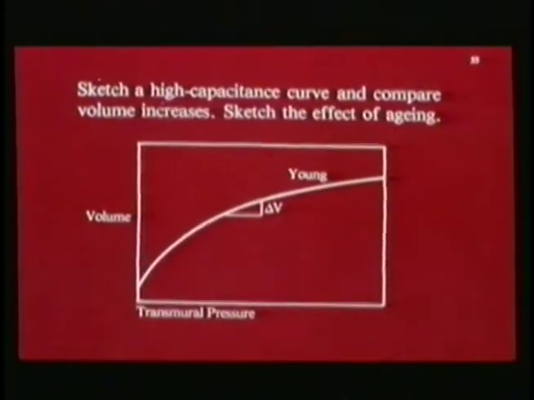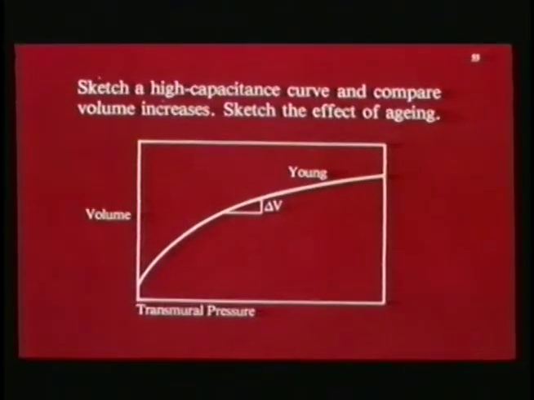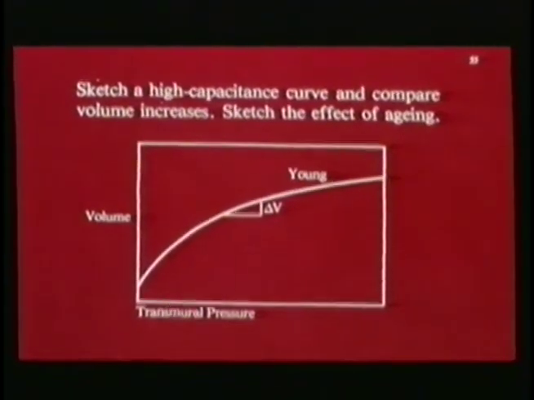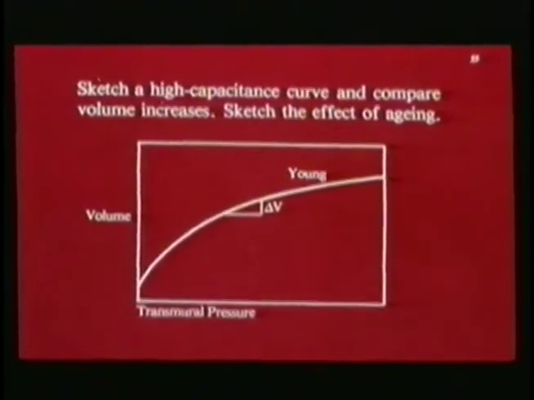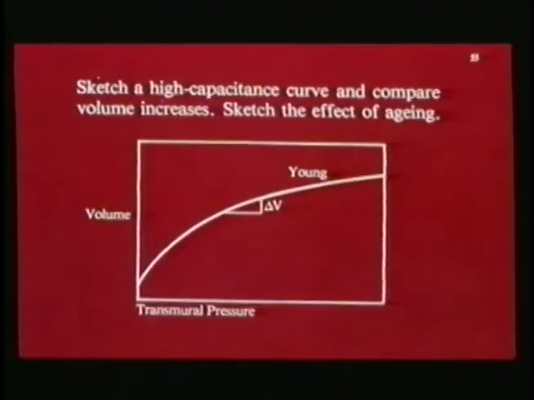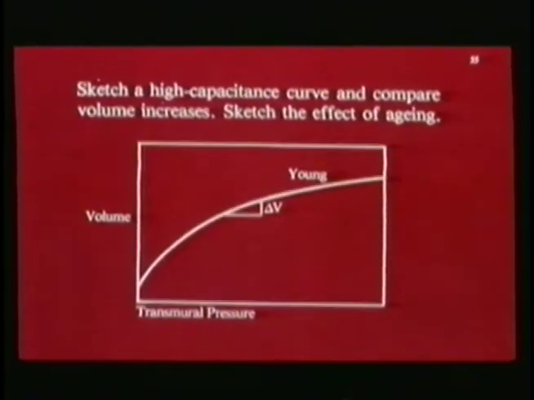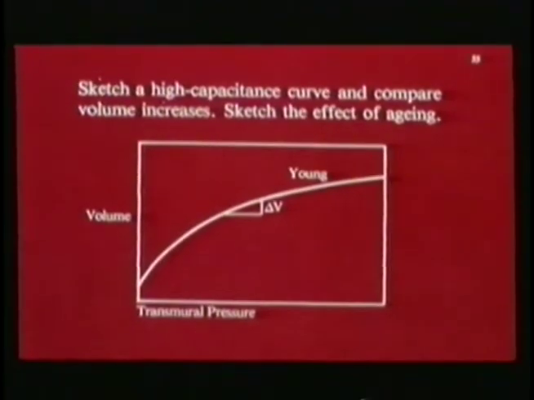55. Given this curve for a large artery in a young person, sketch the pressure-volume curve for a vessel with higher capacitance. For a given increase in transmural pressure, compare the increase in volume for each of these vessels. Finally, sketch and discuss the effects of aging on the capacitance of the artery given.